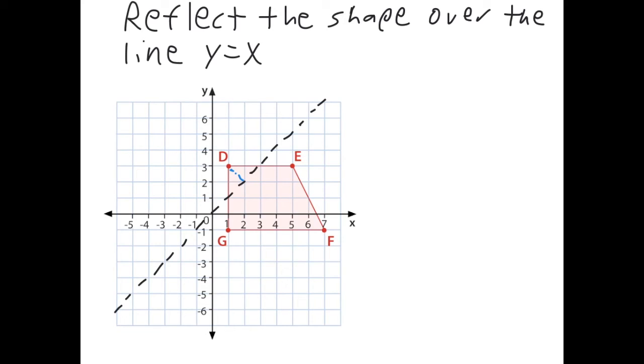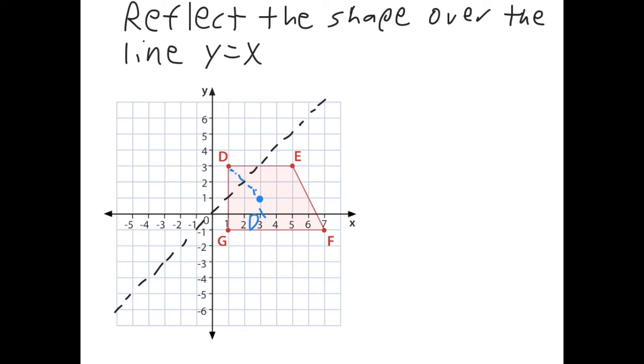and hit the line. So it would take down 1 and over 1 to get to the line. So we do the same thing on the other side of the line. And we go down 1 over 1, the negative sloped line, and that will give us our point, D prime.